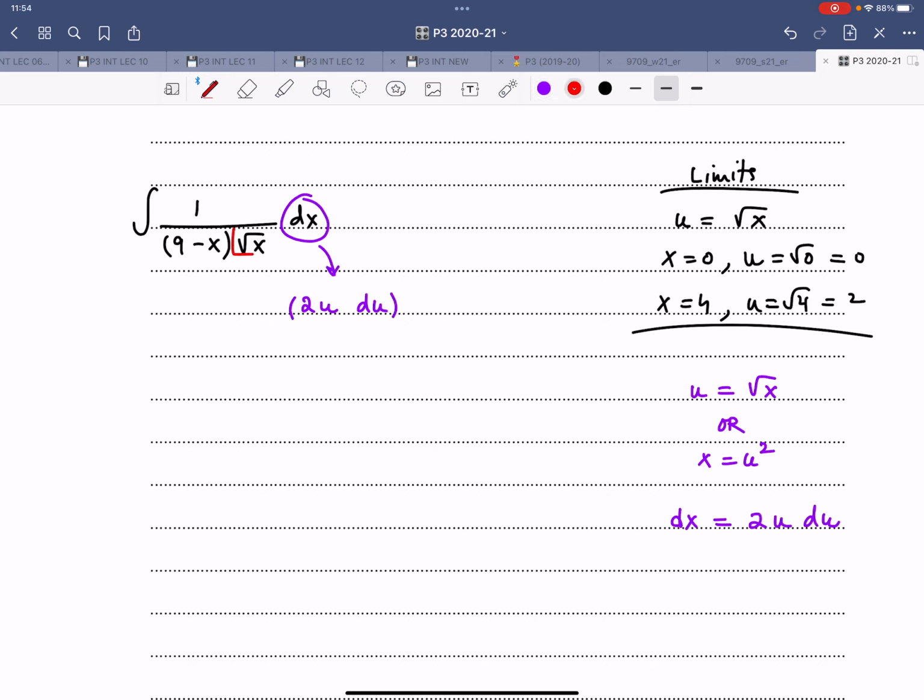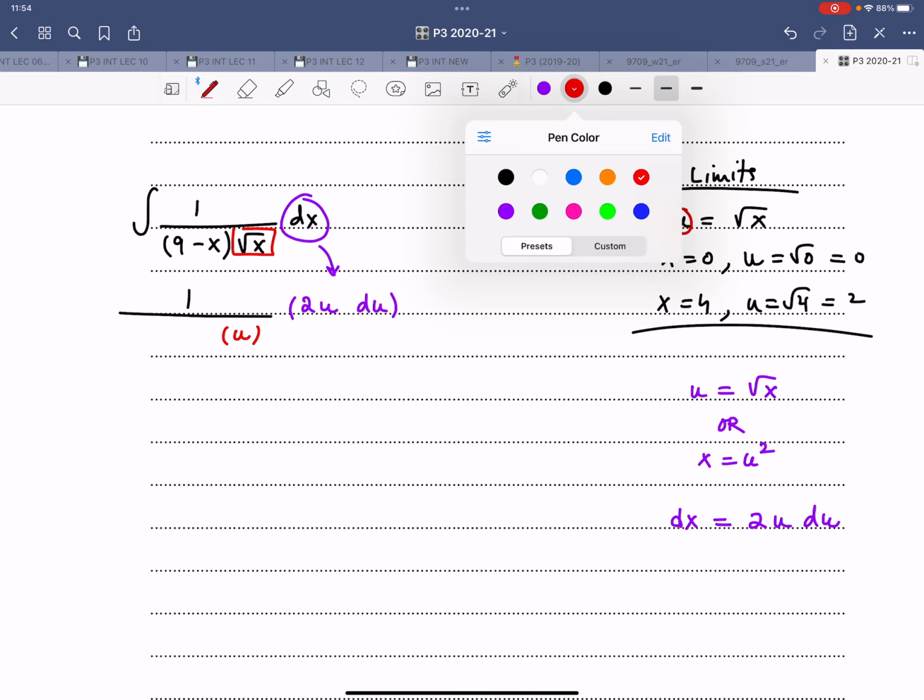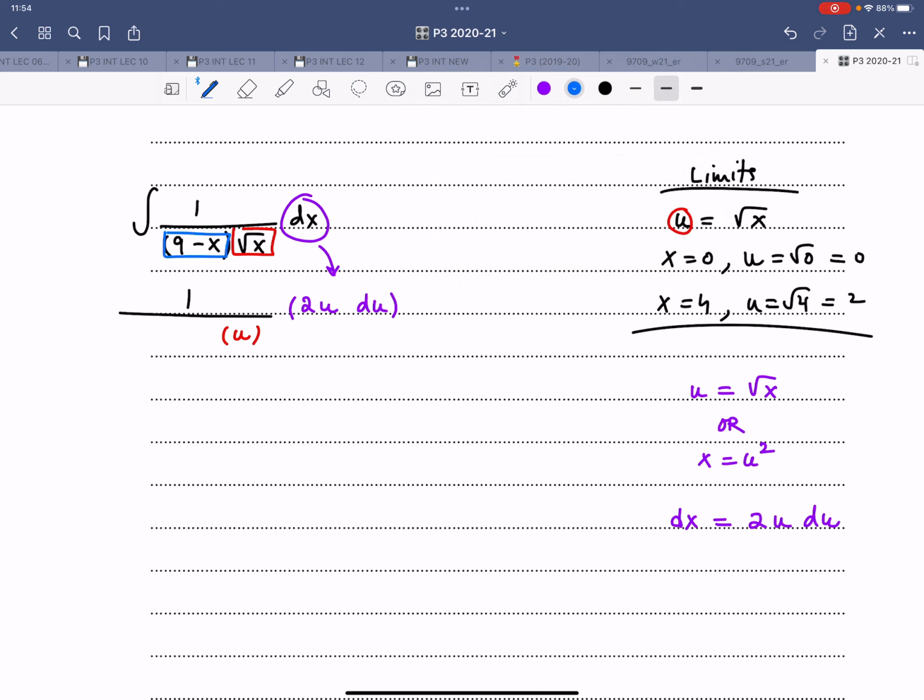What is root x equal to? Root x equals u. So therefore 1 divided by root x is u. This thing is also changed. What is 9 minus x? 9 minus x is 9 minus u squared. So let me choose another color. 9 minus x is 9 minus u squared because this thing is this.